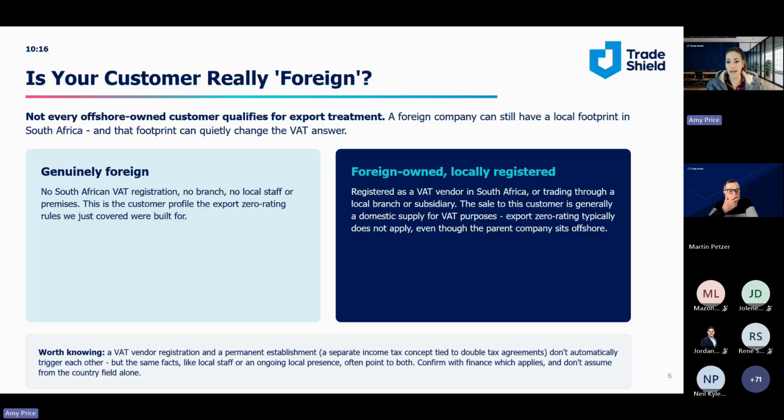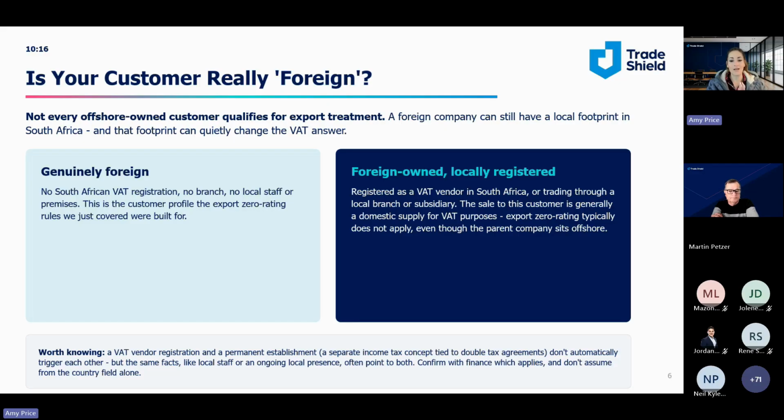They may not have a physical branch in South Africa. They may not even have physical people in South Africa, but they do have a VAT or domestic VAT registration in South Africa, in which case they would then be liable to pay that 15% VAT, and we would need to charge them that 15% VAT, and they would then put that back in their local VAT recovery return. Does that make sense to everyone? Okay. So both of them based outside of South Africa, but one has no footprint, no registration, and the other one does.